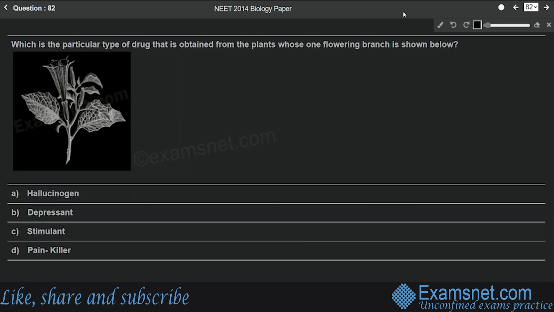Question number 82 is from the chapter Human Health and Disease, and the question is, which is the particular type of drug that is obtained from the plants whose one flowering branch is shown below? So the plant that is illustrated in this diagram is Datura. And Datura has hallucinogenic properties. Therefore, hallucinogen, that means option A will be the correct answer.